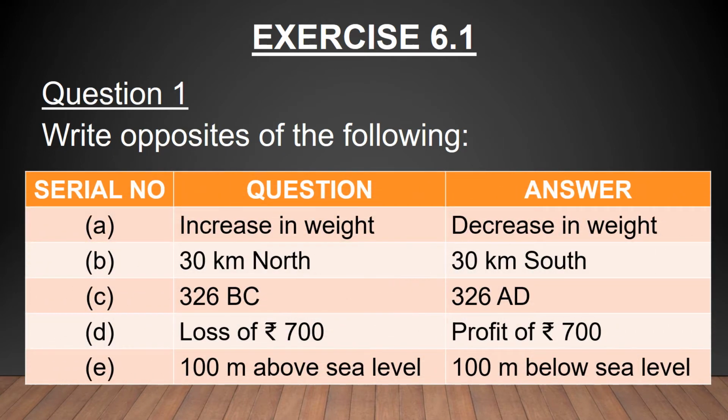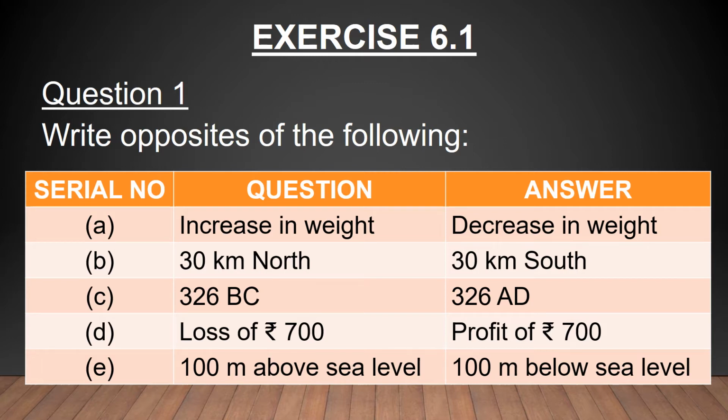First part is increase in weight. Opposite of increase is decrease. So the answer is decrease in weight. 30 kilometer north. Next part. Opposite direction of north is south. So the answer is 30 kilometer south.